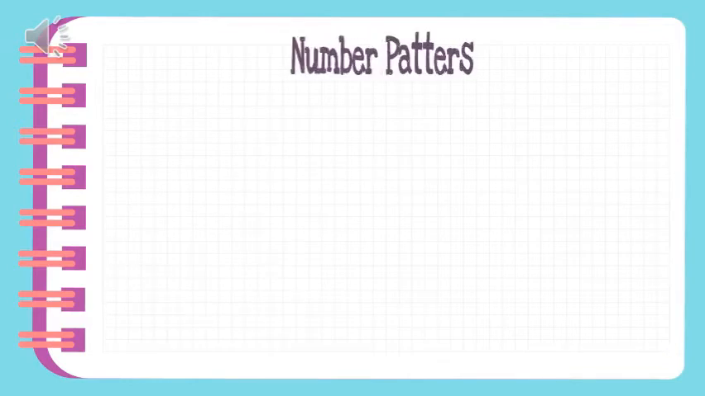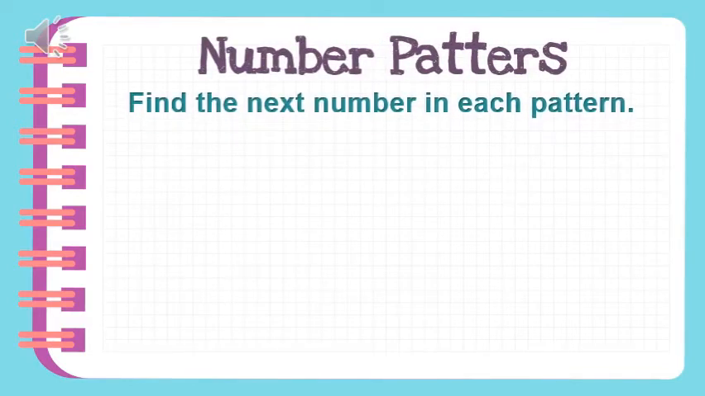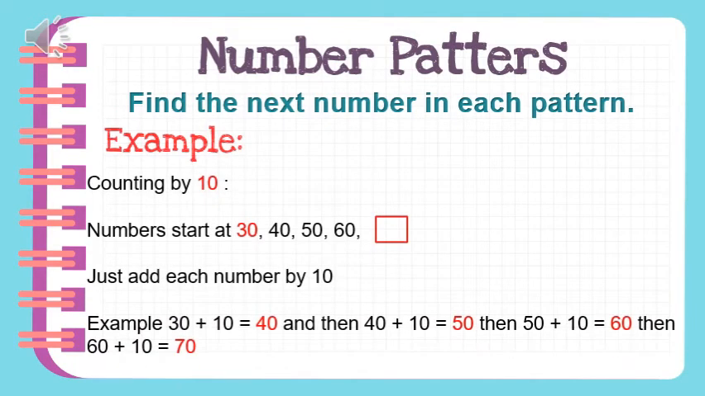Find the next number in each pattern. For example, counting by 10. Numbers start at 30. Just add each number by 10. Example, 30, 40, 50, 60, and what's next?